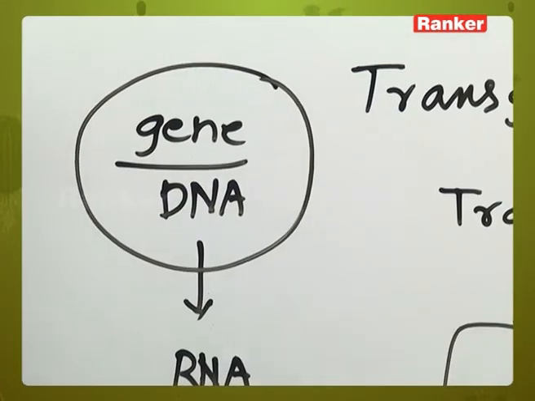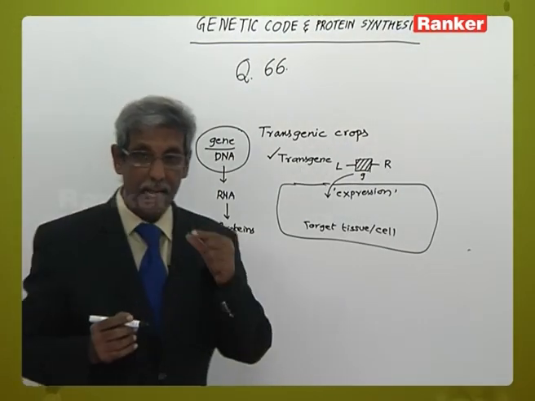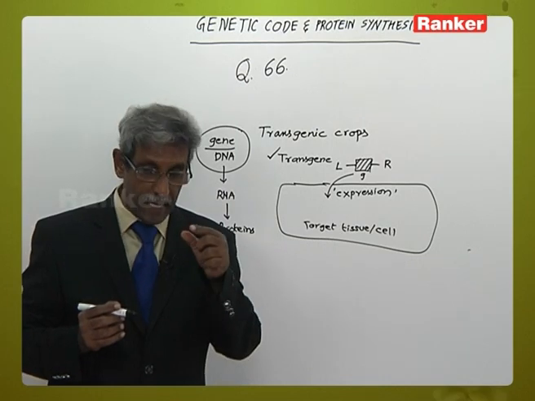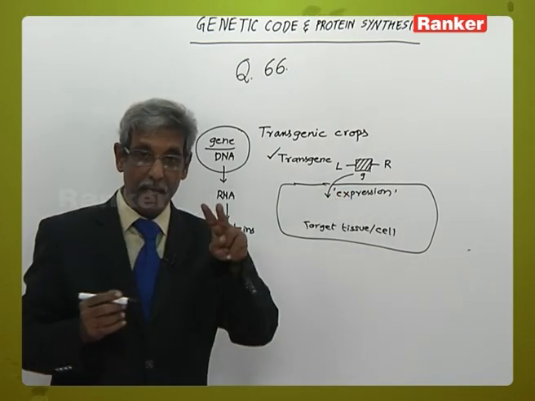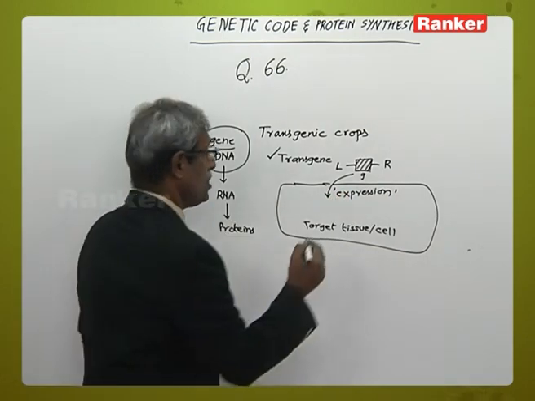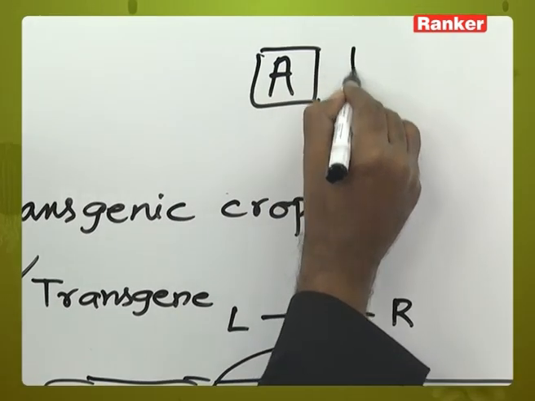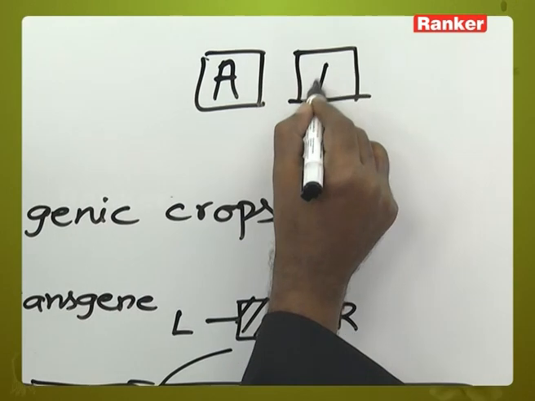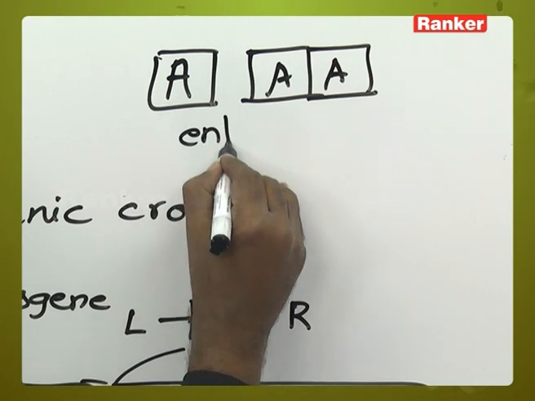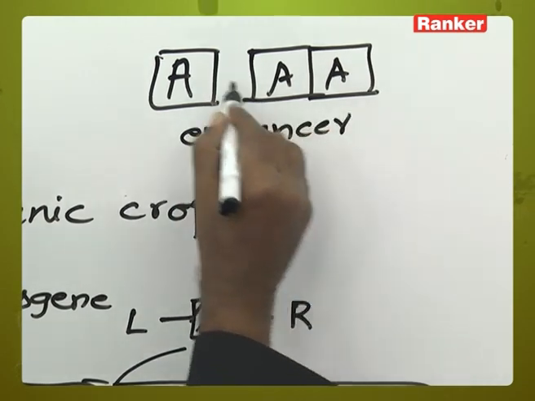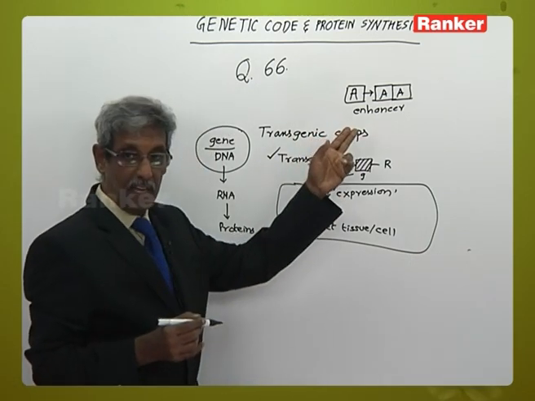The transgene controls the gene expression, whereas an enhancer is a sort of a gene which can improve or increase the efficiency of gene expression twice. Enhancer, like in case you have a gene called A, double A is called enhancer. A single gene increasing the dosage of the expression of the gene is enhancer.